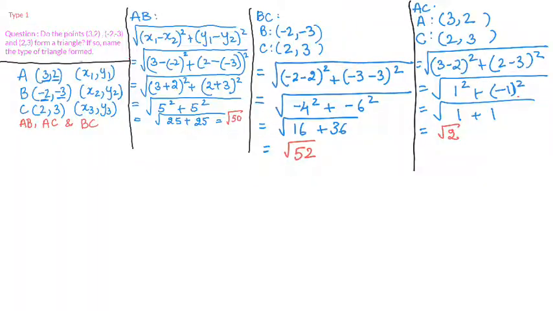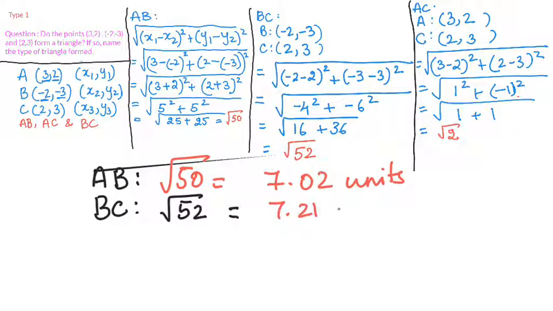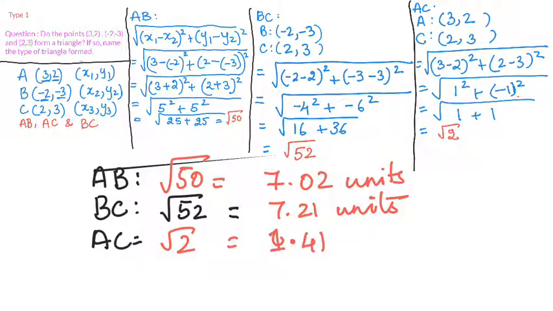Now we've calculated the distance AB as root 50, that is approximately 7.07 units, the distance between B and C, that is root 52, approximately 7.21 units, and the distance AC, that is root 2 units, approximately 1.41 units.